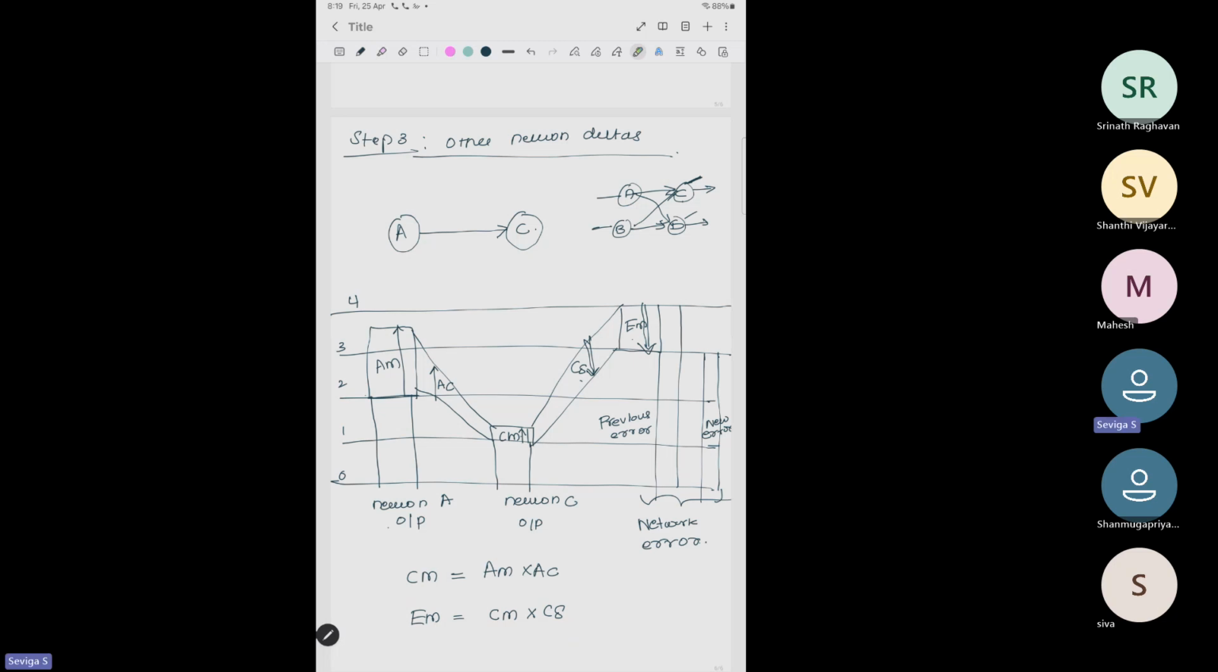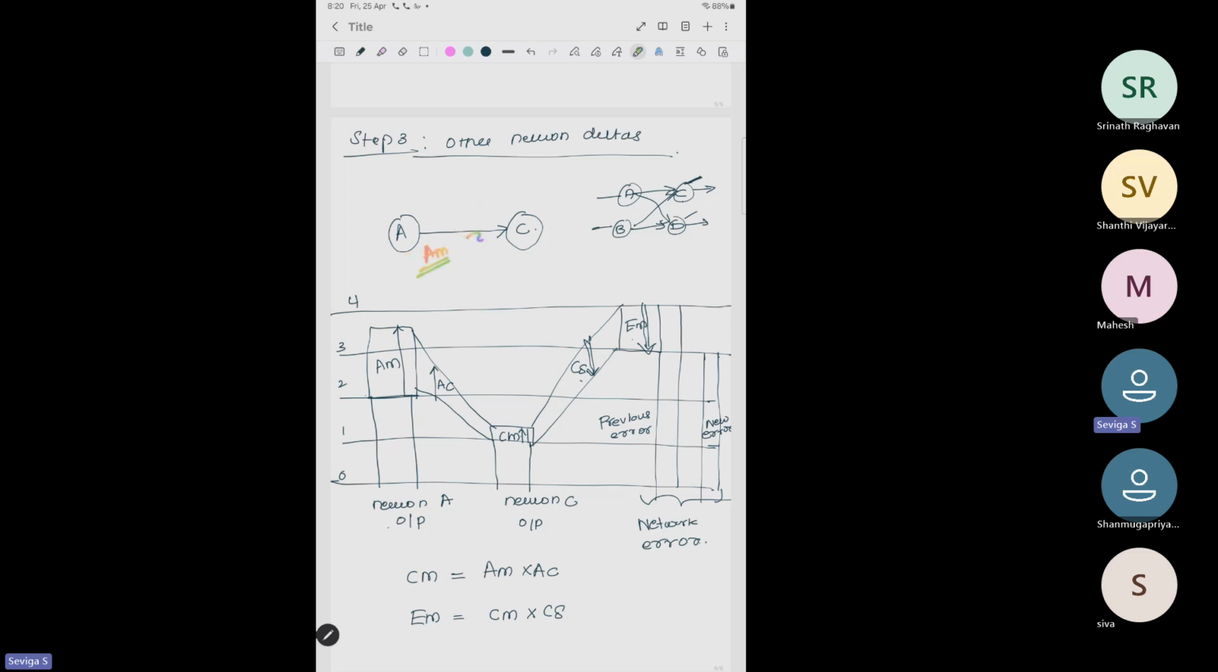Now what is our aim? We have C delta. We need to find A delta. A delta is not present. Only C delta is present. What else is present? AC is present. That is the weight. So here we have an outcome AM.